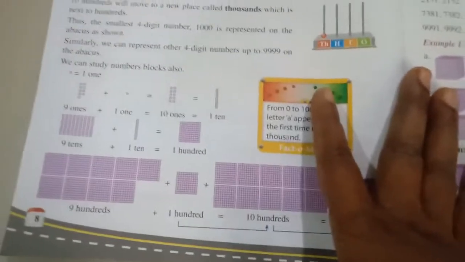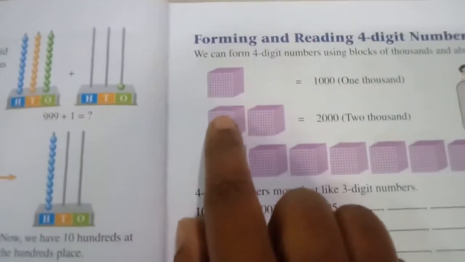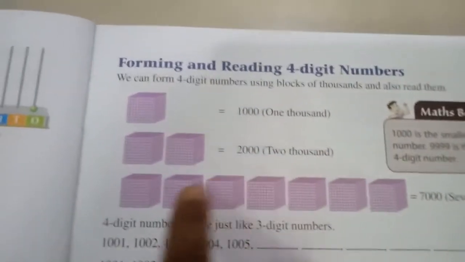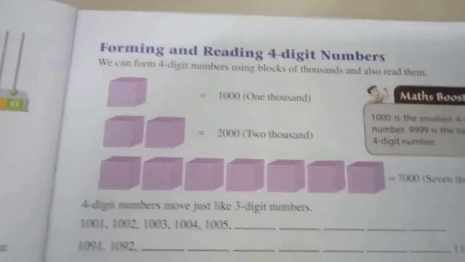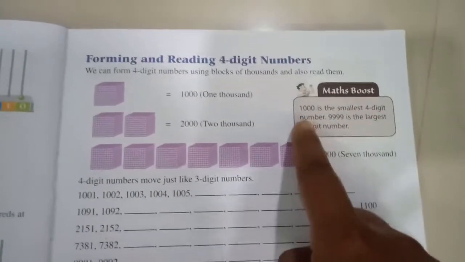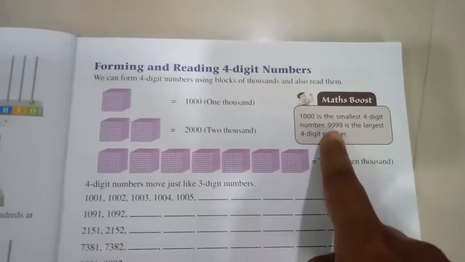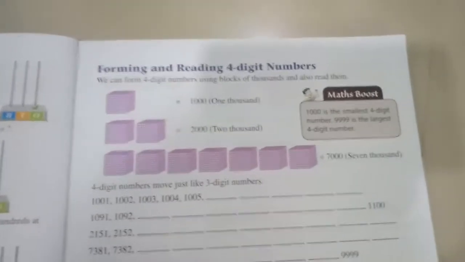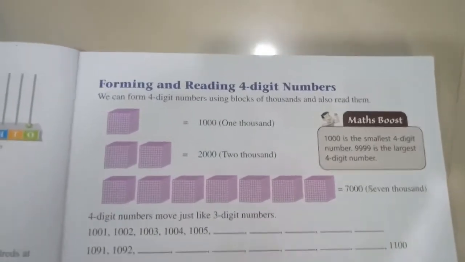Okay. Next. See, this is 1000. This is 2000. This is 1, 2, 3, 4, 5, 6, 7. 7000. Understood? See, 1000 is the smallest 4-digit number. 9999 is the largest 4-digit number. Already I told you. Yes or no?